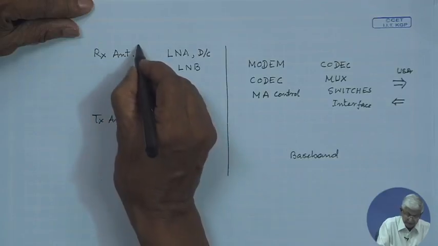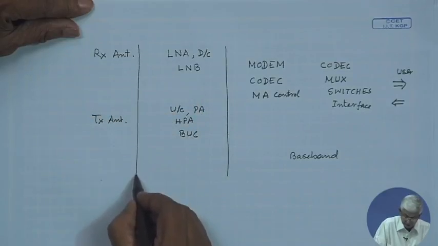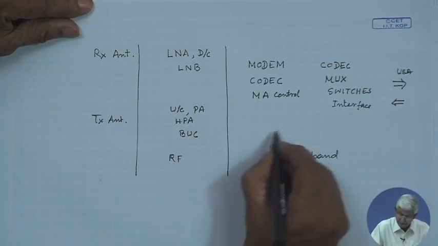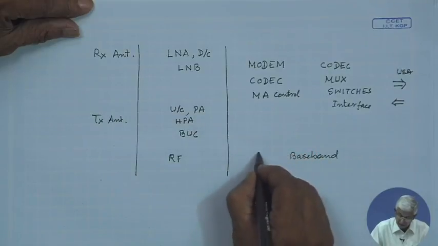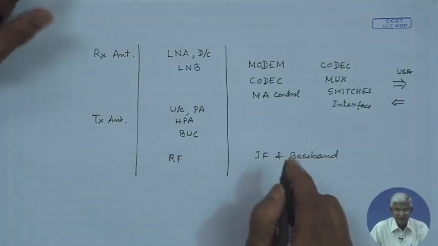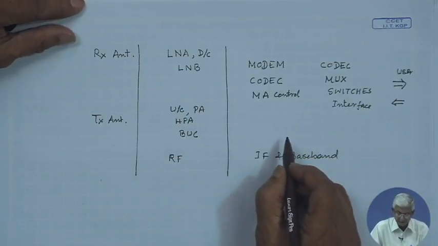If we keep this antenna part separate, though it is falling under RF, we call this the RF part, and this I can call IF and baseband. If we come down to intermediate frequency, or directly it can be demodulated.